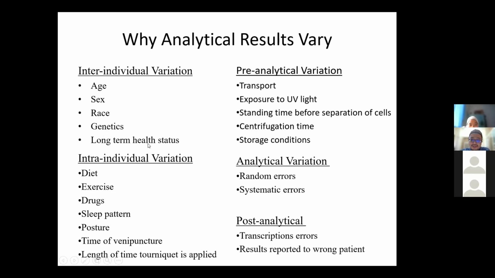So if you look at people, some people have had some disease for a very long time. People with chronic kidney problems, for example, would appear with chronic anemia. Chronic anemia is not because of the age, sex, race, or genetics, but because of the health status that has been affected.